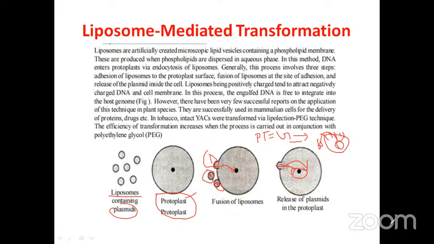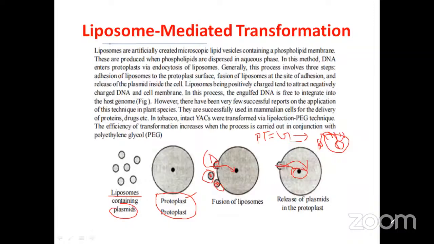Liposome mediated. In liposome mediated transformation, liposomes contain plasmids. There are three steps. First, addition of liposome to the protoplast. After addition, fusion of the liposome to the protoplast takes place, closely where the addition happened. Finally, release of the plasmid into the cell.